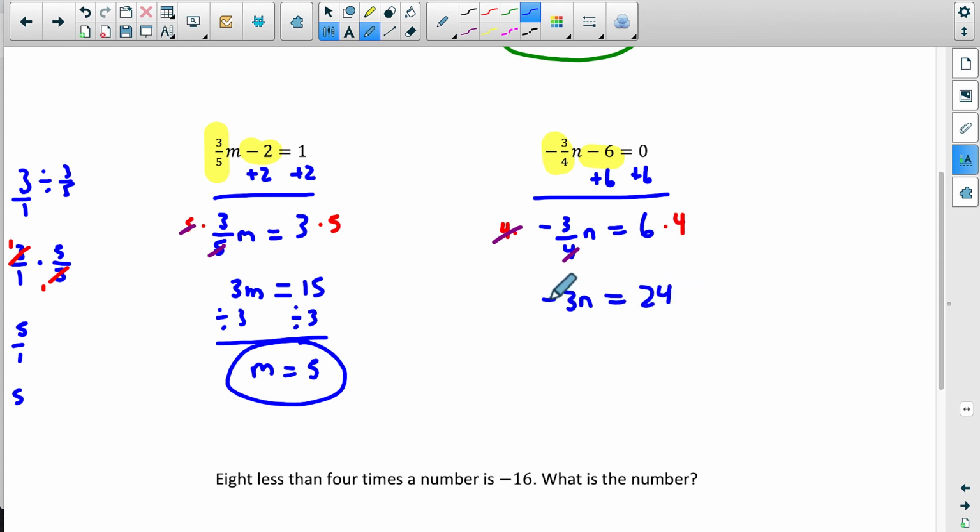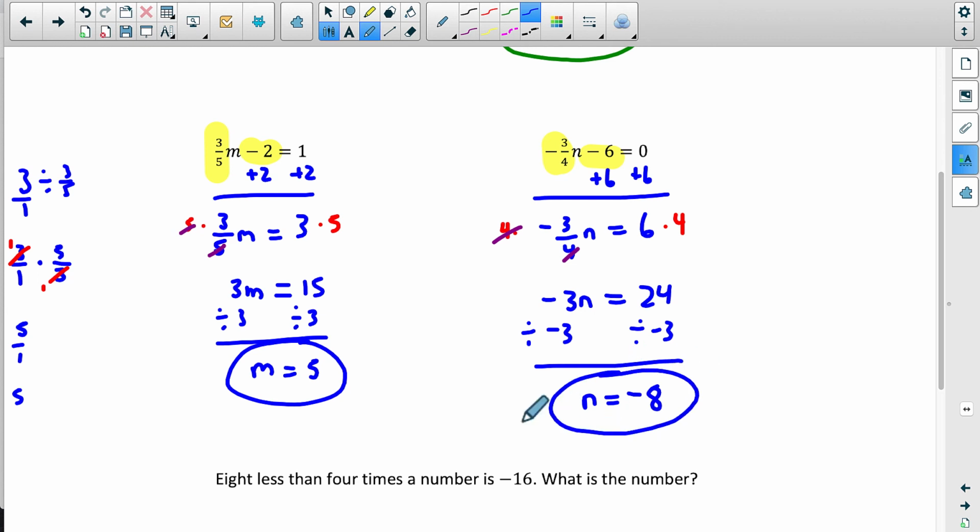Last step, since this is negative 3 times n, I do the opposite of multiplication, which is division. What do I need to divide by so I can cancel out the whole negative 3? You need to divide by negative 3. What you do to one side, you also do to the other side. Negative 3's cancel, you just have n here. And 24 divided by negative 3, that's only one negative, so it's negative. 24 divided by 3 is 8, and we got it.